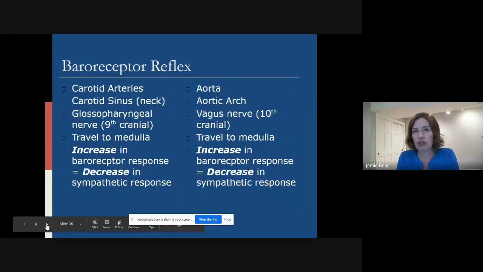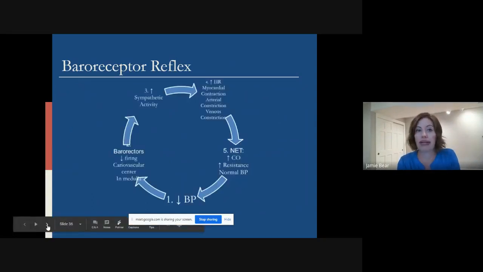So these receptors are located in both our carotid bodies and our aorta. Both of them respond to our cranial nerves. So in the carotid, it's our 9th cranial glossopharyngeal, and then in our aorta, it's our 10th cranial vagus nerve. Both of these signals travel to the medulla, and they will have an increase in baroreceptor response or a decrease in our sympathetic response. And that is based on what our needs are in our body to maintain.